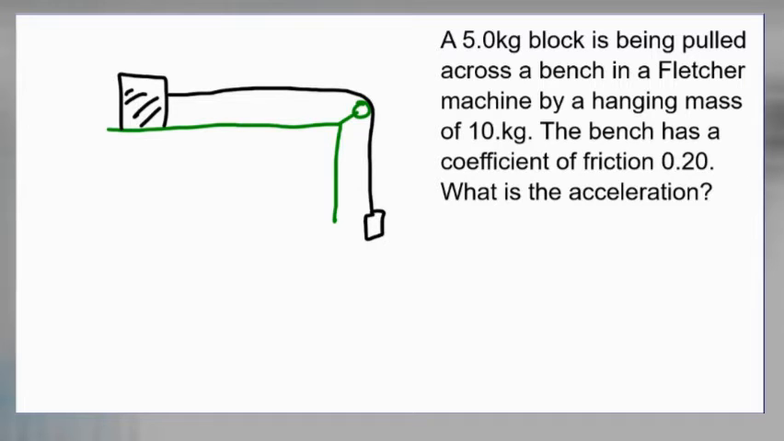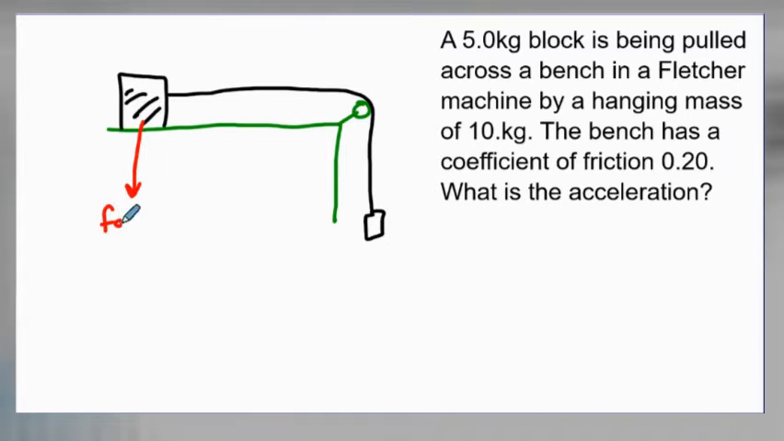The hanging mass is 10 kilograms, and the coefficient of friction between the bench and the block is 0.2. We need to figure out what the acceleration is. Whenever you have these problems, we want to start by drawing our free body diagrams. So let's figure out what forces are going on.